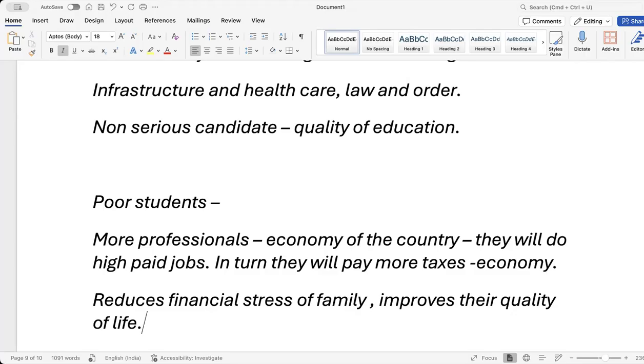Yes, sir. Okay, so we'll write that infrastructure in healthcare, law and order, government has less money for that, so it impacts those areas. Non-serious candidates also join, so dropout also increases. Dropout rates are also more in countries which have government paying because students are not that serious. And this also impacts the quality of education because more students join. So teachers remain the same, the student to teacher ratio gets worse. So one teacher is teaching 10 students, one teacher is teaching 50 students. It will definitely impact the quality of education as well.